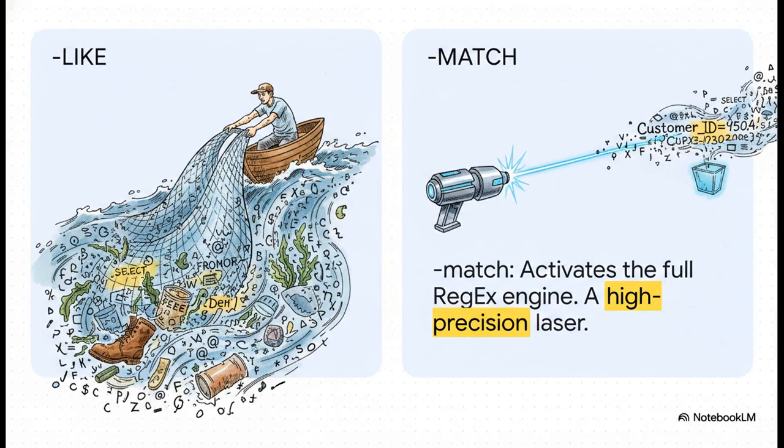Now, in PowerShell, this slide shows the huge difference. You've probably used the old -like operator with wildcards like the star or question mark. That's kind of like fishing with a giant net. You'll catch stuff, sure, but it's not very precise. But the -match operator? Whoa! That activates the full RegEx engine. It's not a net, it's a high-precision laser beam that lets you target exactly what you're looking for.